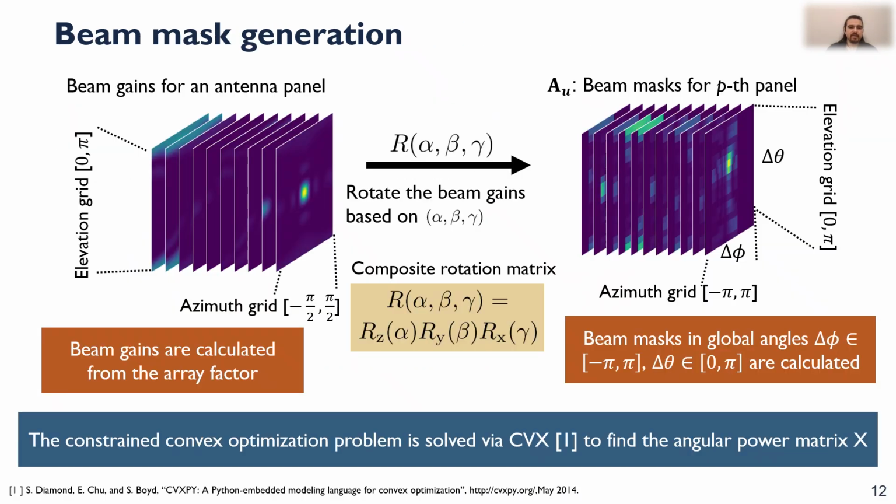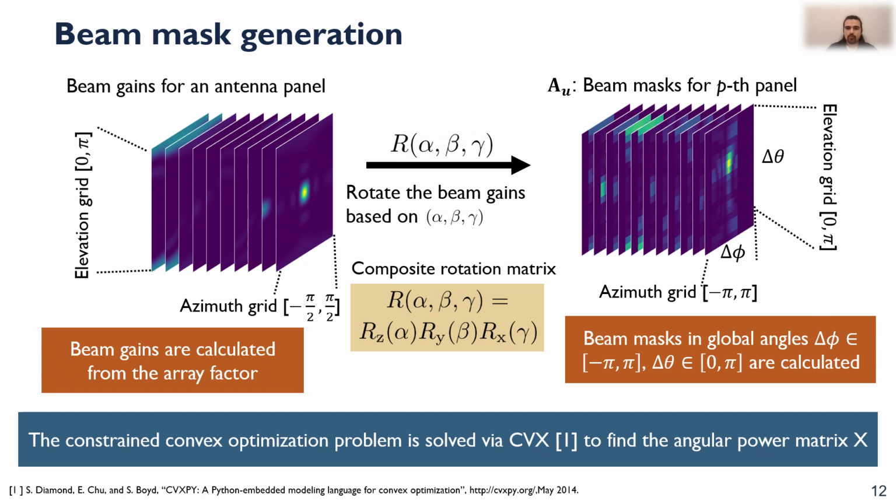And here we briefly explain how to obtain the beam mask mentioned in the previous slide. The beam gains shown here for different beams from the UE codebook are shown within elevation and azimuth angles, where elevation angles are from 0 to pi and azimuth angles from minus pi/2 to pi/2. The beam gains are calculated from the array factor. For a given antenna orientation, alpha, beta, and gamma, using the composite rotation matrix, the beam gains are rotated.